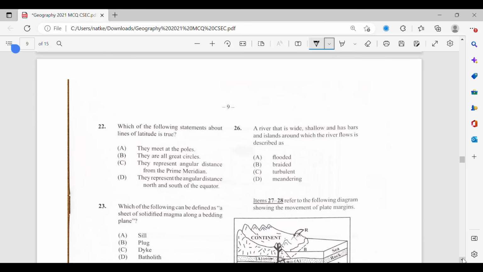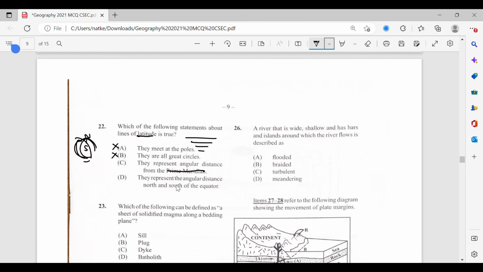Number 22. Which of the following statements about lines of latitude is true? So lines of latitude, lateral, that means those are the ones that are going across. Try to remember it that way. They meet at the poles. Poles are north and south, so up, down, that would not be it. They are all great circles. That would not be it either, because the great circles go across, kind of like that. And letter C, they represent angular distance from the prime meridian. That has nothing to do with the prime meridian because it's lines of latitude that we're talking about.